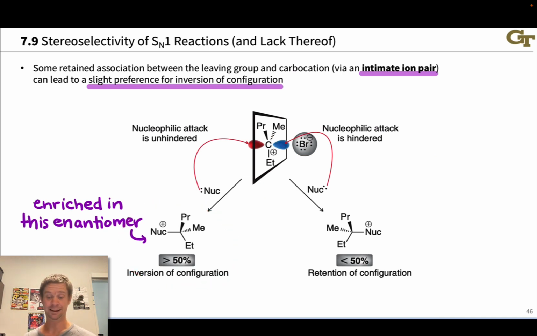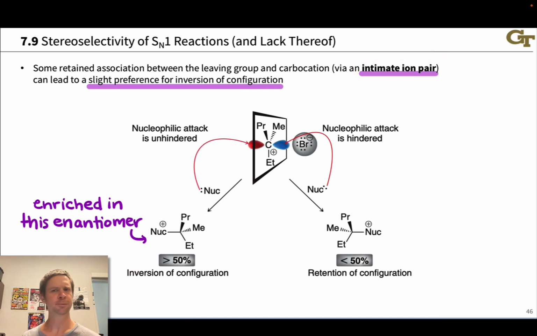So we actually see a little bit more of this enantiomer than the one derived from retention of configuration, which would require the nucleophile to shove its way through the bromide anion, which is not as hard as I'm making it sound, and so this preference is often not great, but it is something we can observe in the case when an intimate ion pair forms.